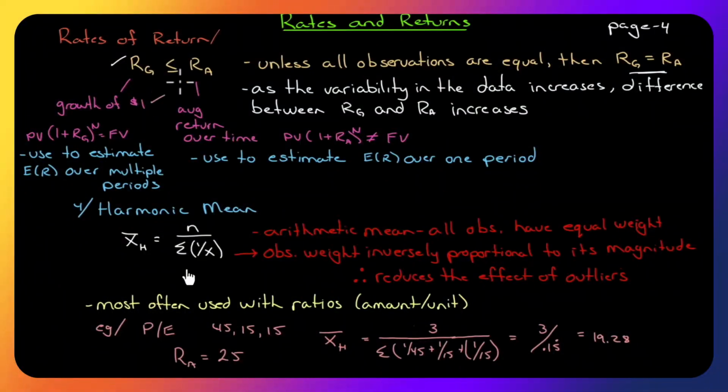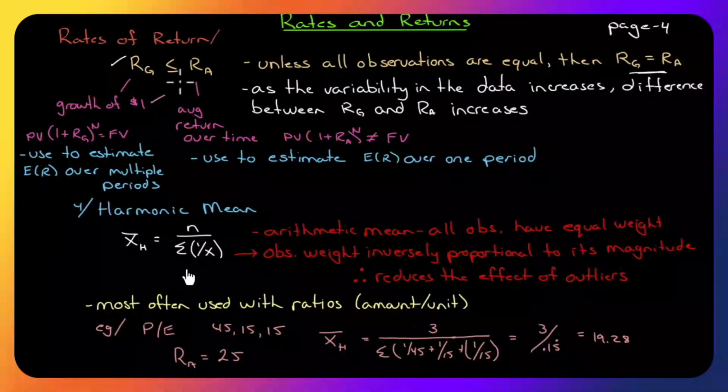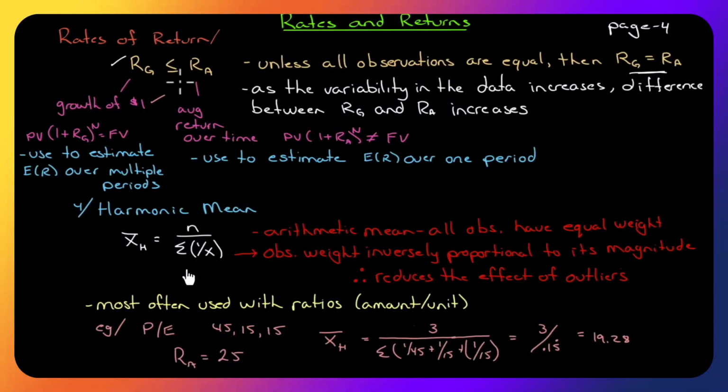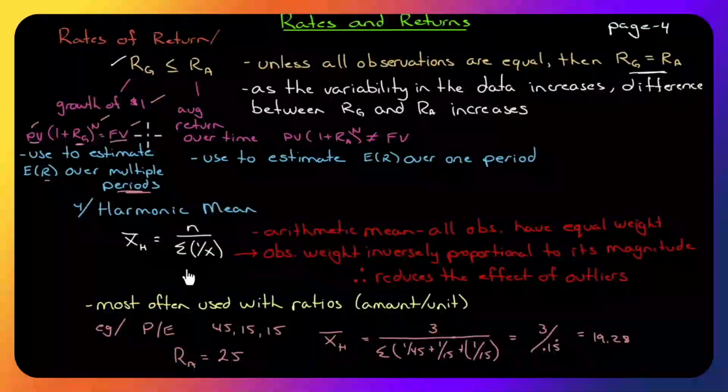If we're trying to describe the growth rate of a dollar in a particular investment, how it's going to grow over the next 5 years or how it's grown over the past 10 years, we would use a geometric mean. It is used to estimate the expected return over multiple periods. And it has this relationship between present value and future value. If we take the present value and we grow it at the geometric mean for whatever number of years, we will equal the future value.